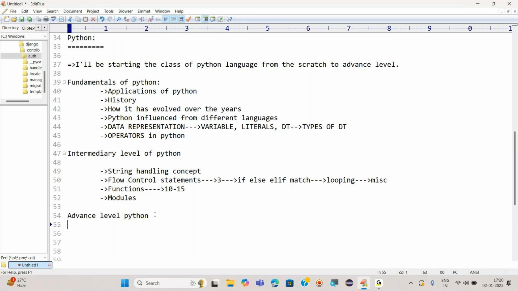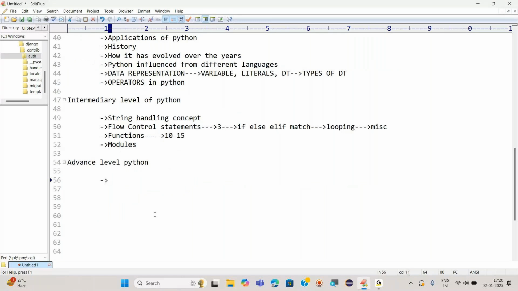After this, in the advanced level, we are going to start with modules and packages, because there is a package concept as well. After this we'll be seeing the file concept and the database concept. Then we'll be seeing object oriented programming, OOPs, or object oriented principles.